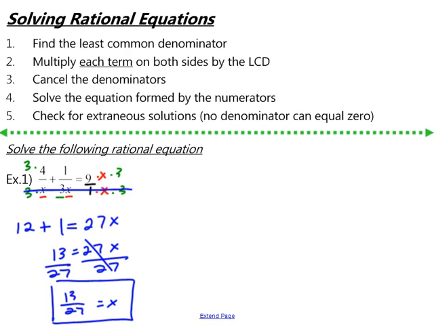So we solve for x, but remember, this last step, we need to check for extraneous solutions, which means making sure that none of the denominators equal 0. So when you look at the original equation, before we multiplied through by the LCD, you want to look at those original denominators. So our denominators are x, 3x, and 1. When you substitute in that value of x, 13 over 27, and there's nothing to substitute here, none of these denominators are going to equal 0, which means that this is a solution of our equation.